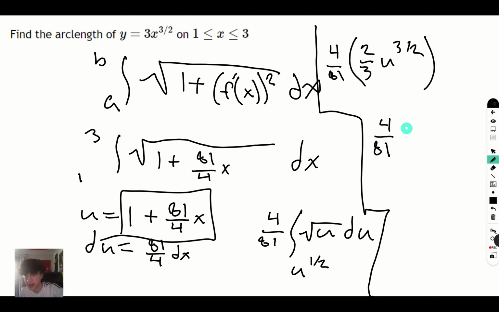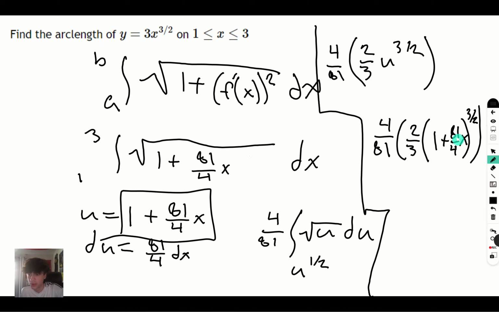4/81 times 2/3 times 1 plus 81/4 x to the 3/2. Here is our complete term, and we evaluate it from 1 to 3.